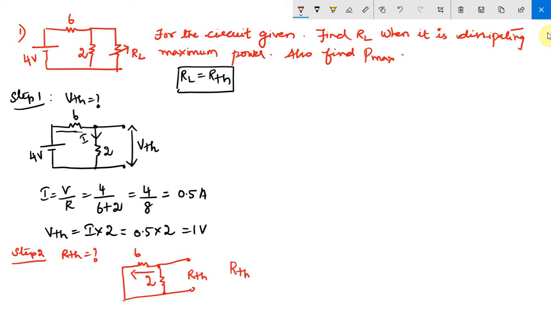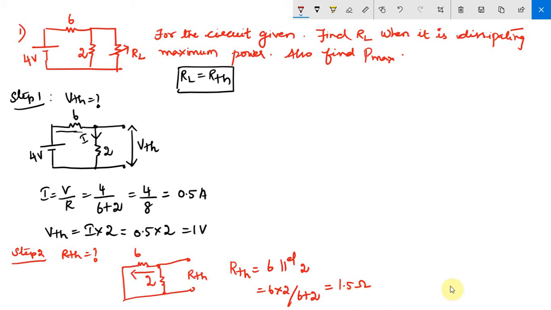So what is your Thevenin's resistance then? 6 ohm is in parallel with 2 ohm, which is equal to 6 into 2 divided by 6 plus 2. So your RTH is equal to 1.5 ohm. Now what is your RL then? RL is equal to RTH is the condition for maximum power transfer. So RL is also equal to 1.5 ohm.